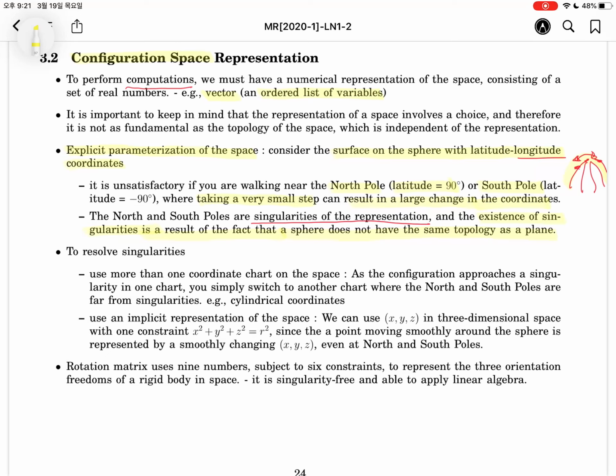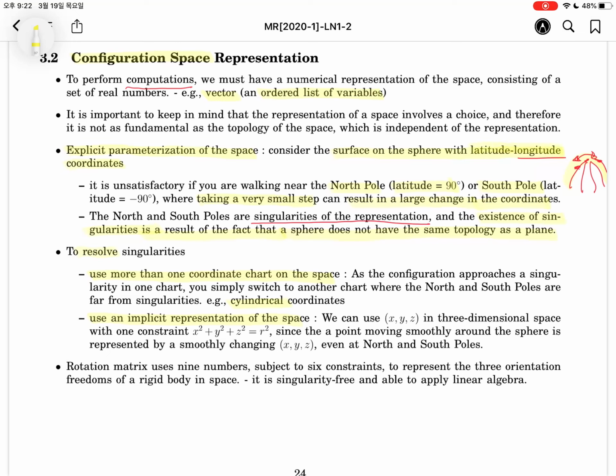We want this kind of representation singularity to be solved. We can use two kinds of methods. One: use more than one coordinate chart on the space. The other: use an implicit representation of the space. Whenever you have the representation singularity, we can change the coordinate, such as from the spherical coordinate to the cylindrical coordinate. Maybe the singularity region will be different from each other.